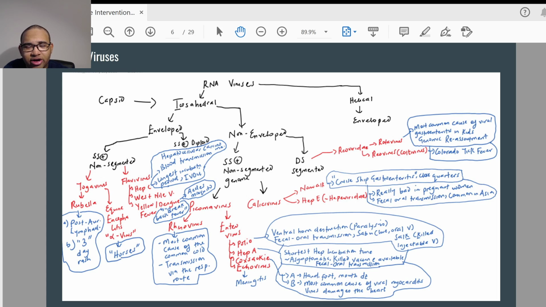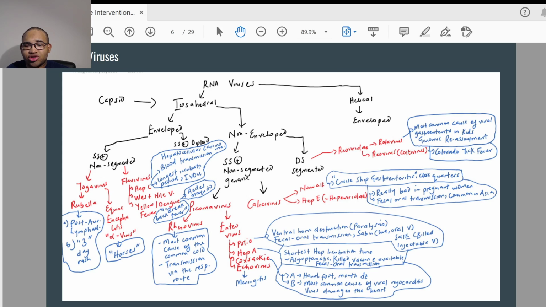There we have the Norwalk virus, again, cruise ship gastroenteritis, outbreak gastroenteritis. And then we also have Hep E under the caliciviruses. Remember, it's really bad in pregnant women, has fecal-oral transmission, and is very common in Asia. So if they give you a question about a pregnant woman from Thailand or whatever, think about Hep E, right?